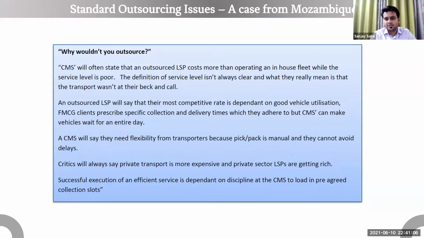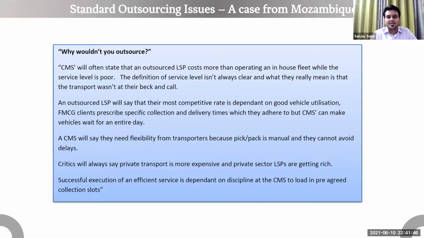So when asked to these central medical stores why they wouldn't outsource, they state that the outsourced providers cost more than operating an in-house fleet, while the service level is also poor. However, the definition of service level isn't always clear. Okay, and when explored further, the interviewer realized that what service level means is that the transport provider should always be ready whenever being called. Now, do you think that's a professional way of treating your providers?